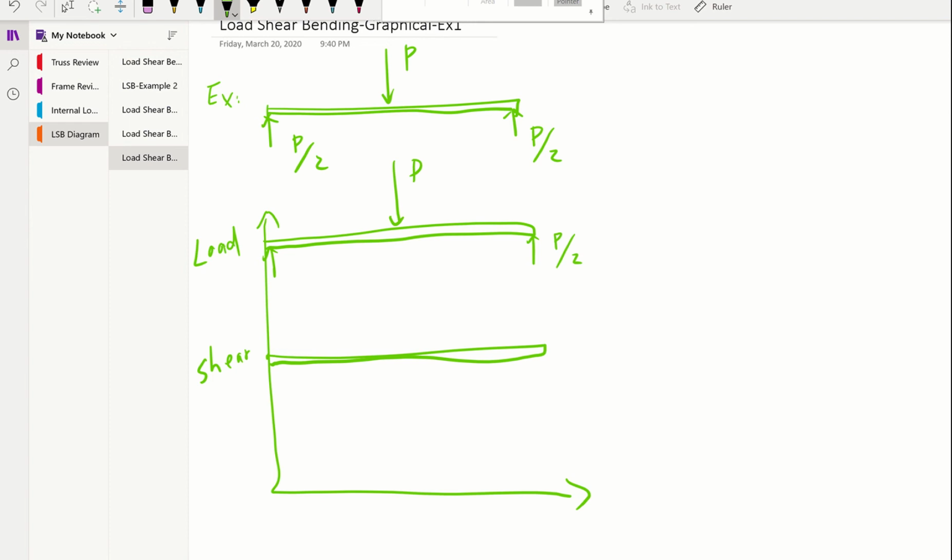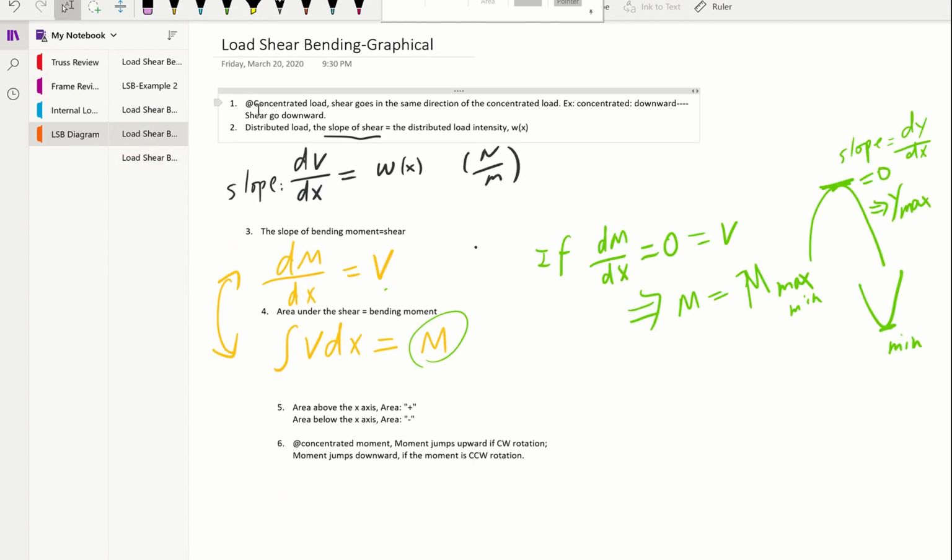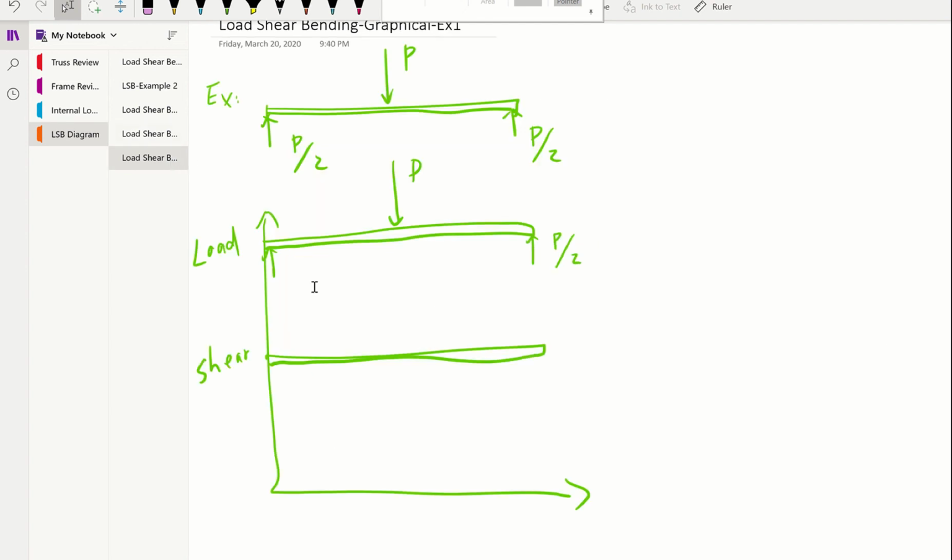Remember the first rule we have over there: if you have a concentrated load, the shear goes the same direction as the load. So we have 3 concentrated loads right here. The first one, the shear diagram is going to go the same direction as the load. So at this load, it's going upward. So shear is going to jump upward. How much? Exactly the load magnitude, P/2.